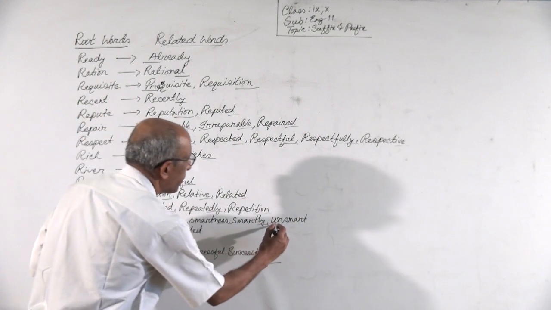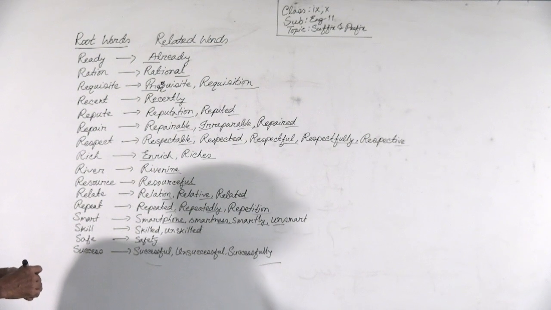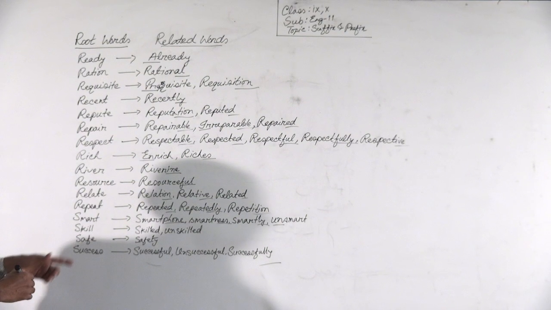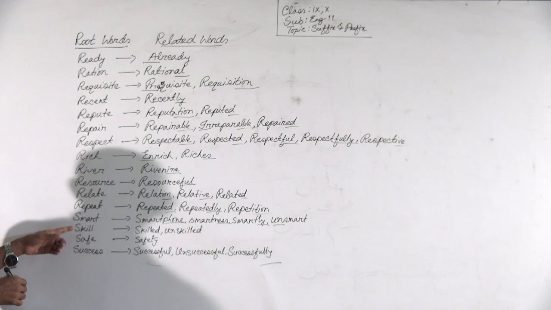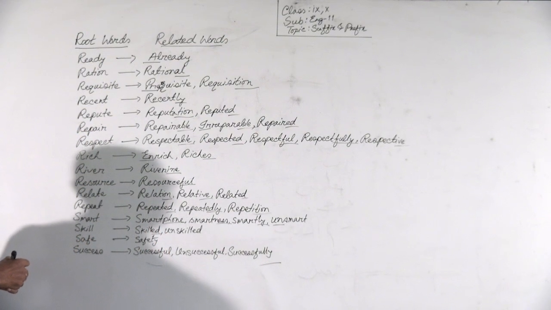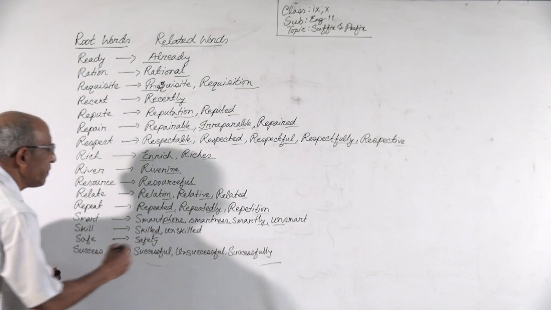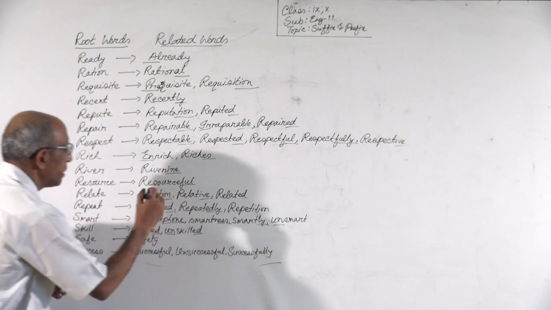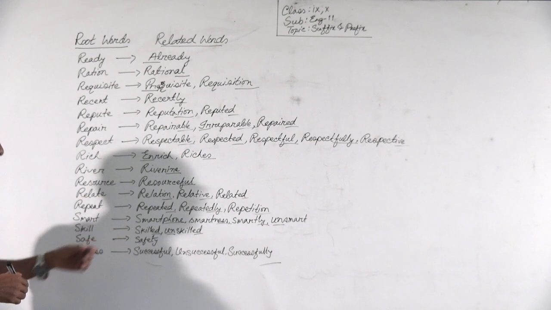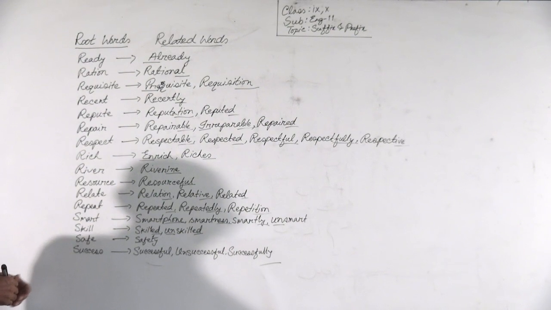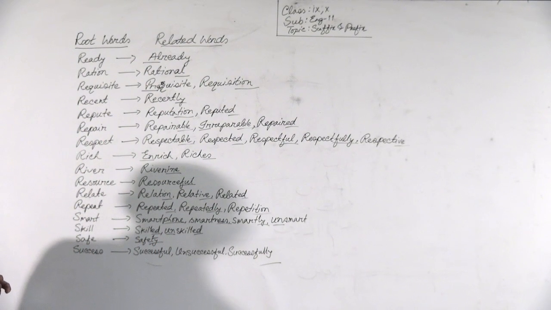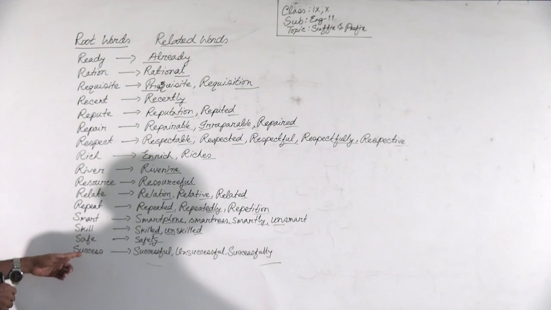Then if we add prefix un, then it will be unsmart. Unsmart is also an adjective. This is the opposite of smart. Okay. Skill, if we add suffix ed, then it will be skilled. Skilled is an adjective. If we add prefix un and suffix ed, then it will be unskilled. Unskilled is the opposite of skilled. Okay, then safe. Safe is an adjective. If we add ty, then it will be safety. Safety is a noun. Okay, and at last, success.